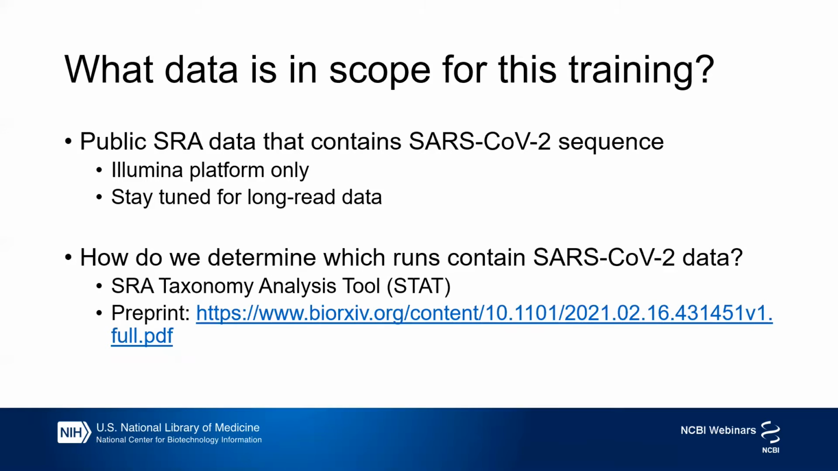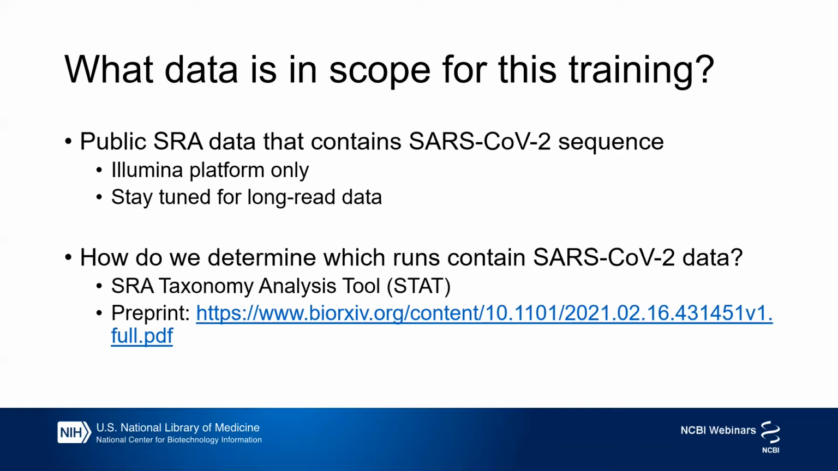So which brings me to what data is in scope for this training. This is public SRA data that contains SARS-CoV-2 sequence. We do have searchable metadata for all of SRA that's available, and we have documentation about that, but I'm not talking about that today. I'm specifically talking about SARS-CoV-2 data. And even more specifically, this is data generated on the Illumina platform only. We do plan to do this analysis for long read data in the future, so stay tuned for that.